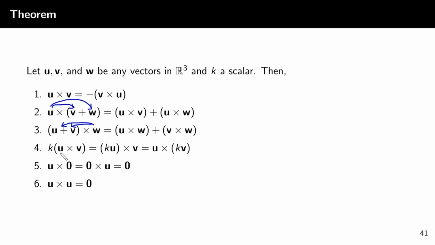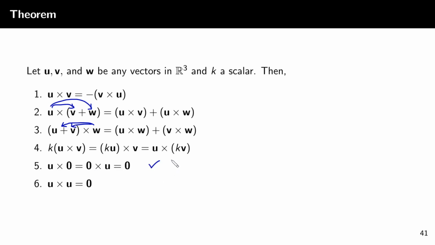So, fourth property, k times u cross v is equal to quantity k u cross v or u cross quantity kv. So, when you're multiplying a scalar to a cross product, you can put the scalar on either the first vector or the second vector. You should produce the same result. Fifth, u cross the zero vector is just equal to the zero vector cross u, and it's equal to the zero vector. You can prove this using the definition.